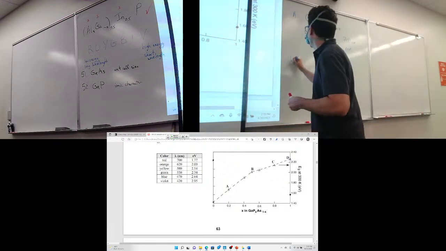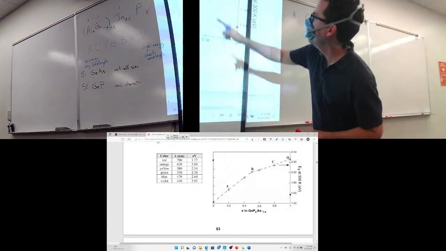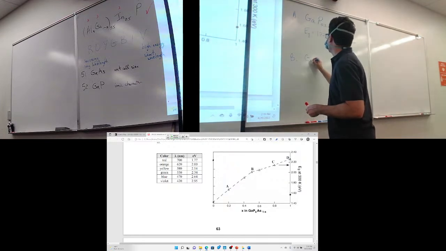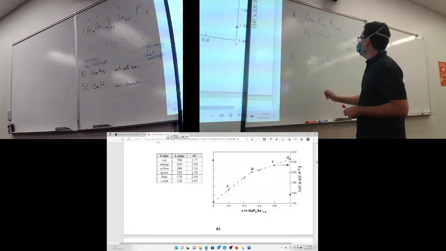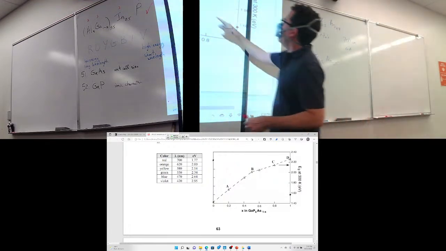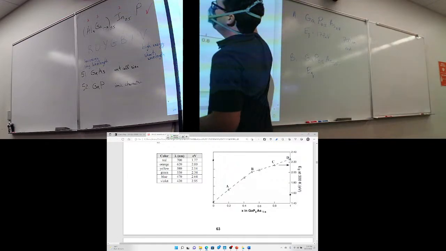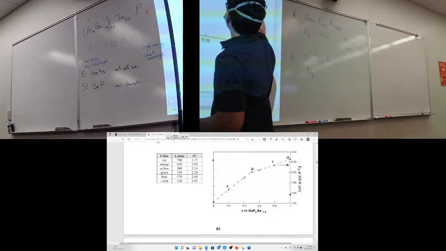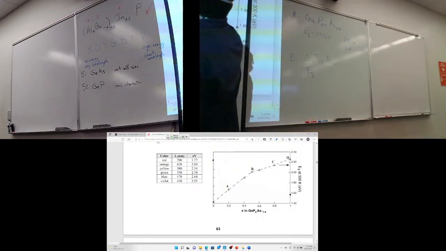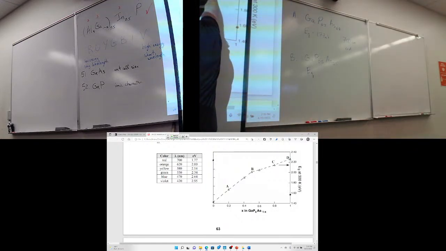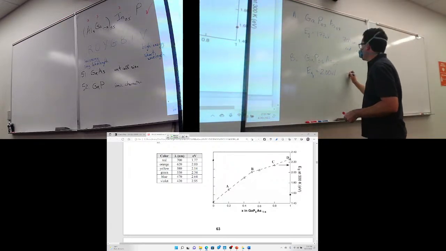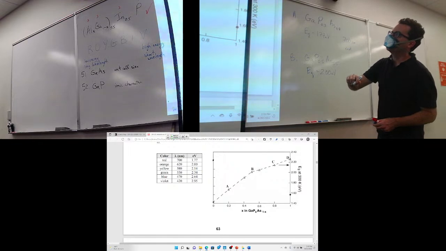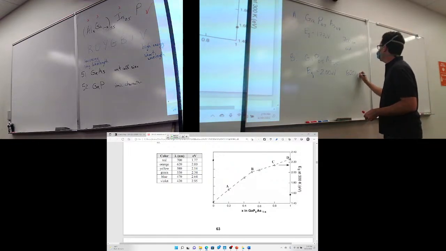If I go to B, this is right in the middle, 50-50, so 0.5. Phosphorus is 0.5, arsenic is 0.5. The band gap for this thing looks to be about 2. Yeah, I think this one's exactly 2. And that corresponds to 620 nanometers for your wavelength.